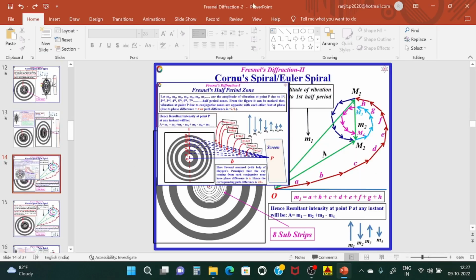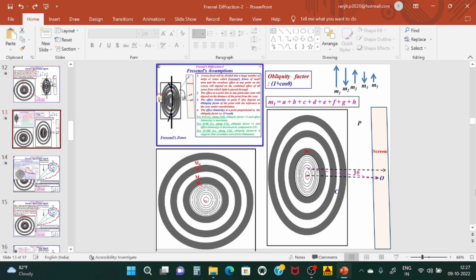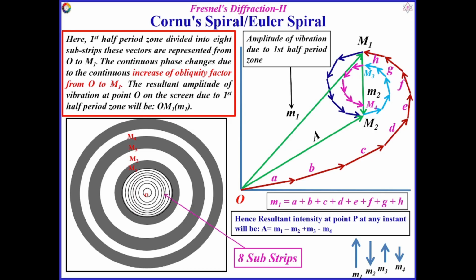Here we have to just modify this one. We are trying to find the intensity distribution at point O on the screen due to all the half period zones. So the resultant amplitude of vibration at point O on the screen due to the first half period zone will be OM1, from O to M1. These things we have already discussed. Sorry, OM1, that value is your small m1.